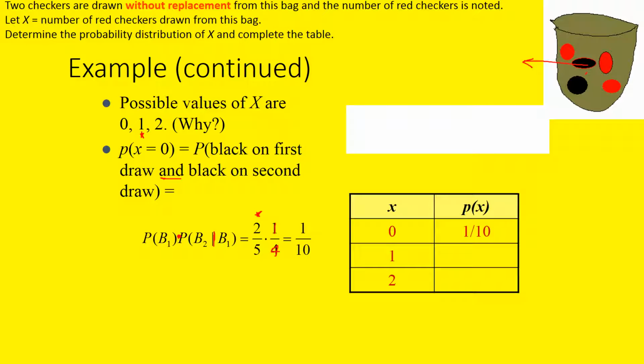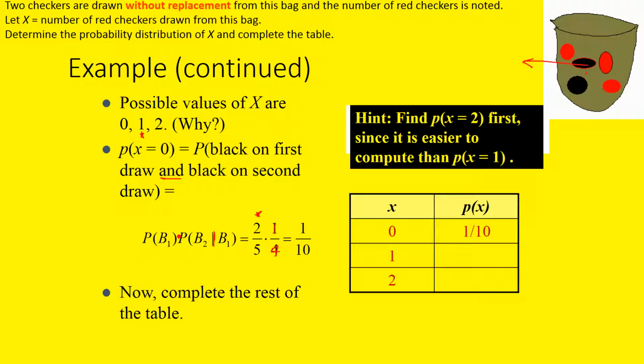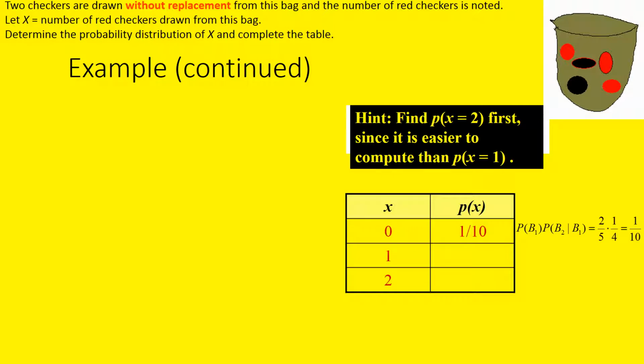And the hint here for Barnett is that completing the row for x equals 2 is going to be easier than it will be for completing the row for x equals 1. And so, okay, we'll do that. Probability, 2 red checkers. Red on the first draw, red on the second draw.